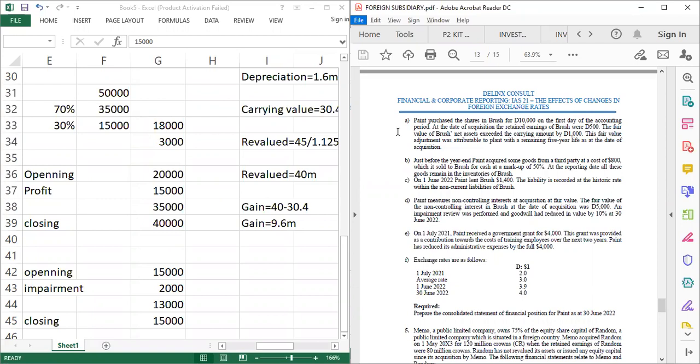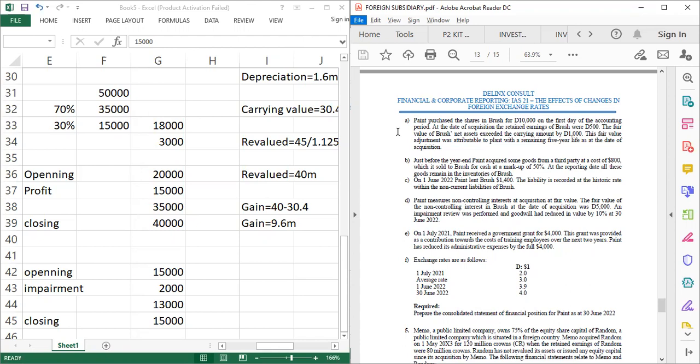Paint measured non-controlling interest at acquisition at fair value. The fair value of the non-controlling interest in Brush at the date of acquisition was 5,000. An impairment review was performed, and goodwill had reduced in value by 10% at 30th June 2022.